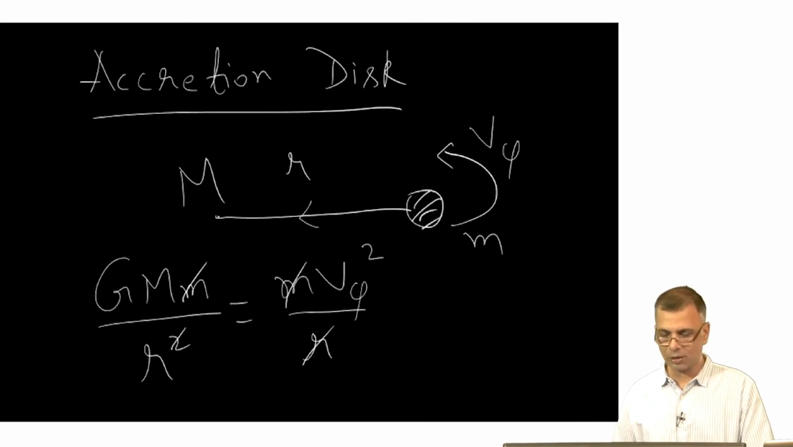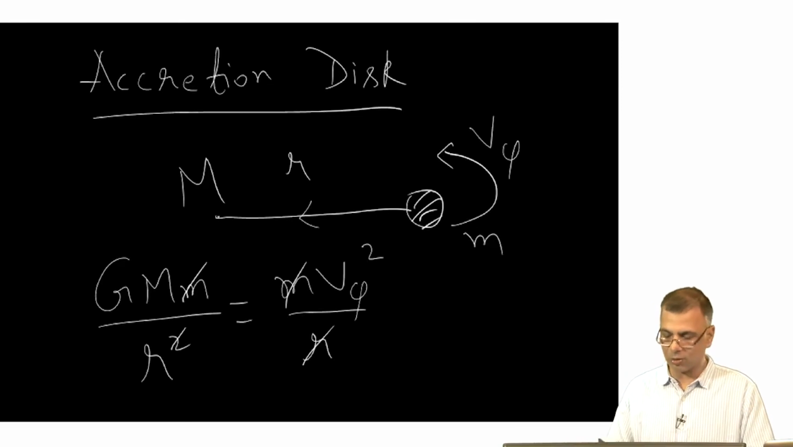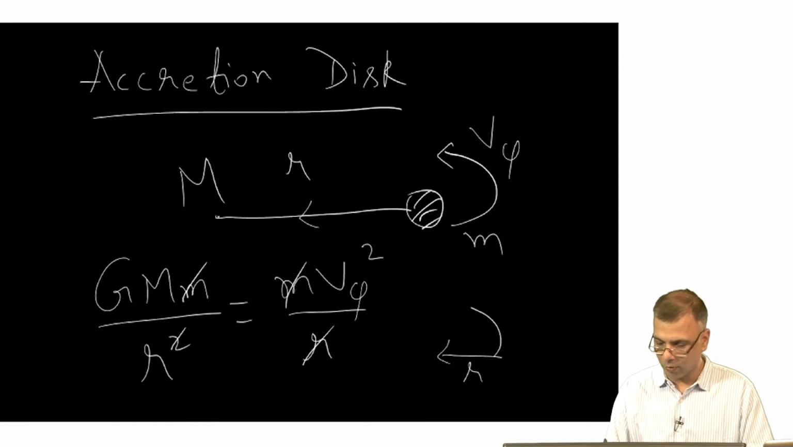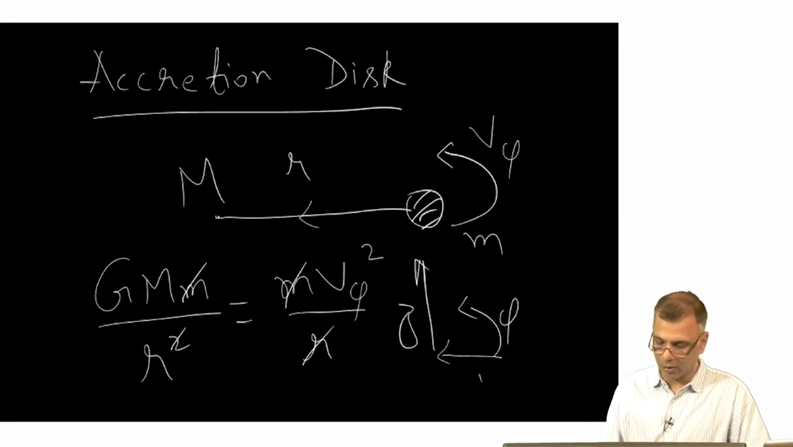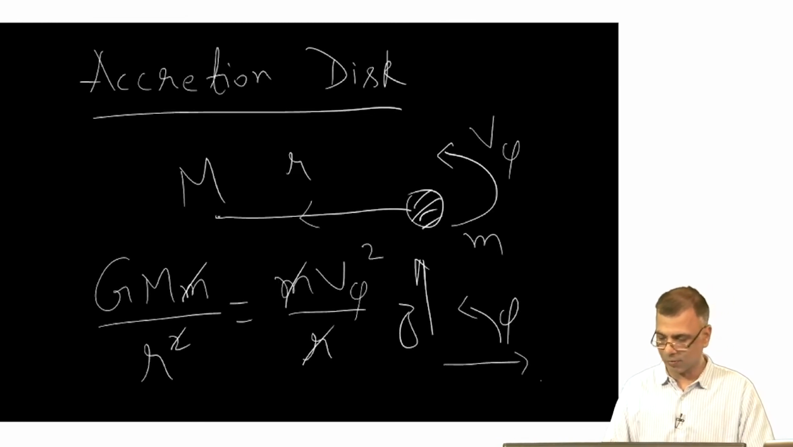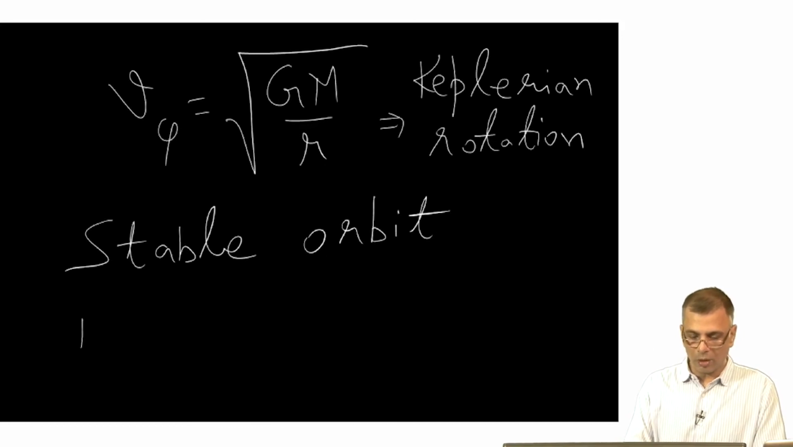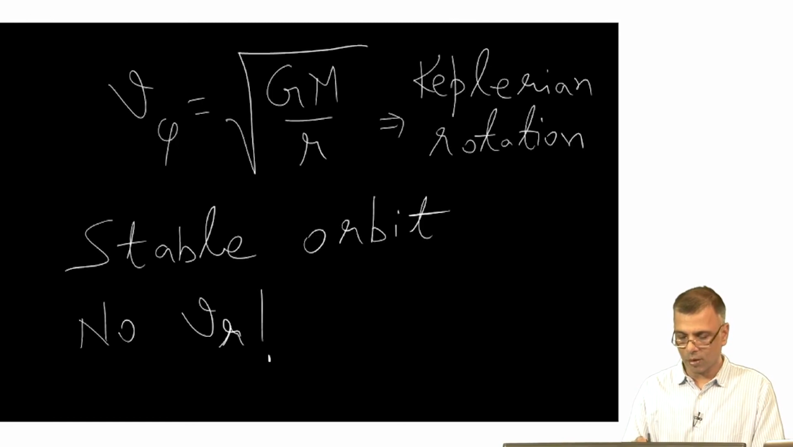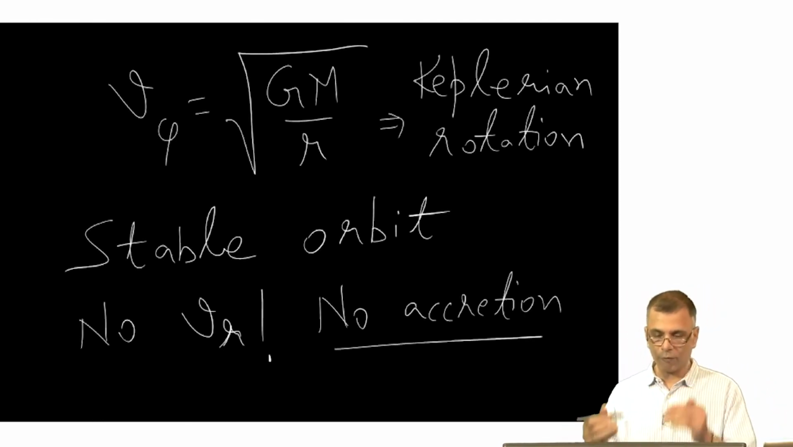And what is accretion after all? Accretion refers to a situation where this object wants to settle down onto the central object. In cylindrical coordinates, with r, phi and z, that would imply a minus r directed velocity, right? In fact, I shouldn't have drawn it like this; I should have drawn the r like this. So it would imply a V r. But as we see, a Keplerian orbit is a stable orbit, so there is no V r. Okay, so no accretion.